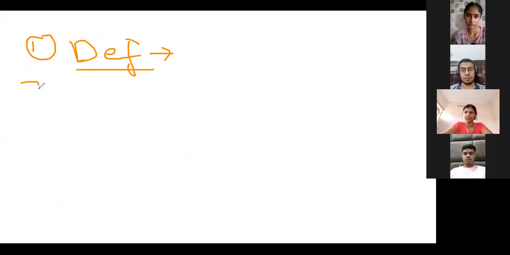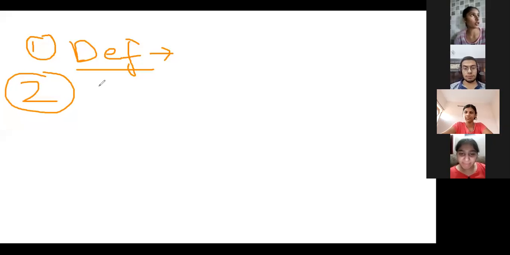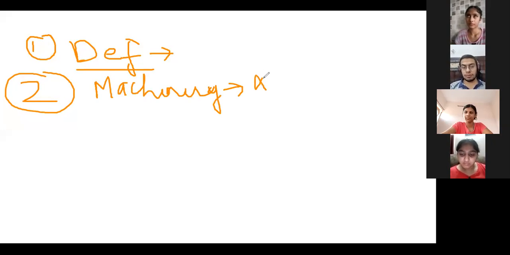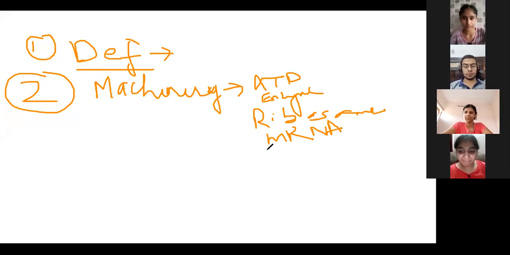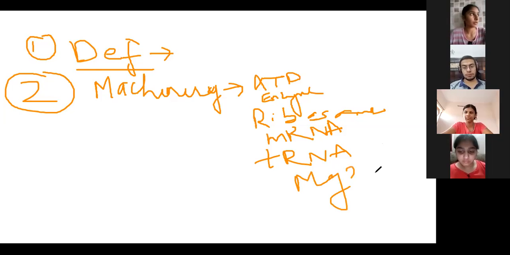Then second step you need to mention, I'm telling you this is for a 5 marks question, the machinery required, means the tools required. तो tools required में आपके पास क्या होने चाहिए? Number 1, there is the requirement of ATP. Number 2, enzyme. Number 3, ribosomes. Number 4, messenger RNA. There is the requirement of transfer RNA. ठीक है? और इसके साथ हमें और क्या चाहिए? We need magnesium ions. These are the tools or machinery.